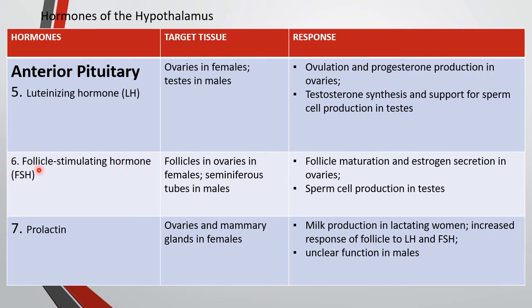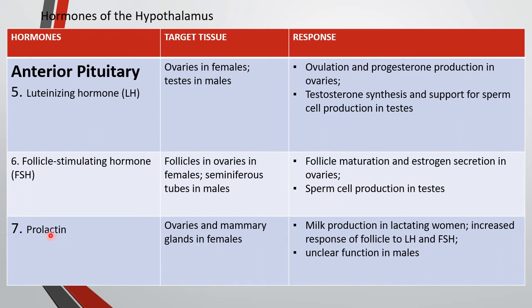Next is your follicle stimulating hormone or FSH. So from the word itself, follicle, yan yung iyong target cells or tissues: the follicles in the ovaries, kung sa female. If it's in the male, then it's the seminiferous tubules particularly. So what does it do? It stimulates the maturation of the follicle and increases the release of the hormone estrogen. And sa male naman, ang effect niya is to increase sperm cell production.